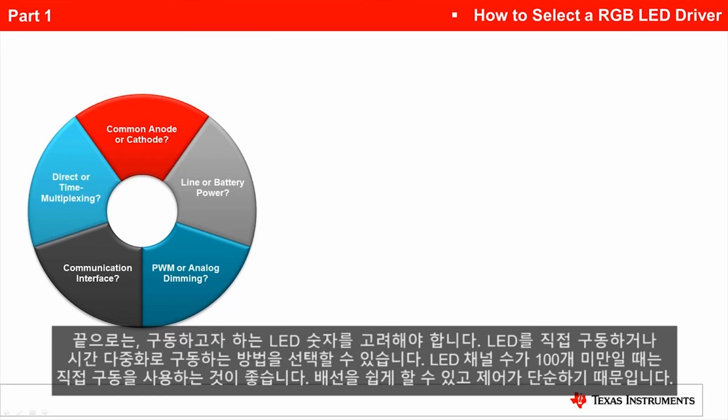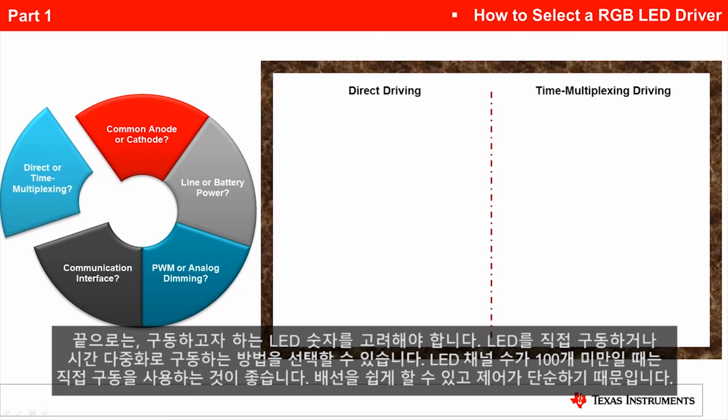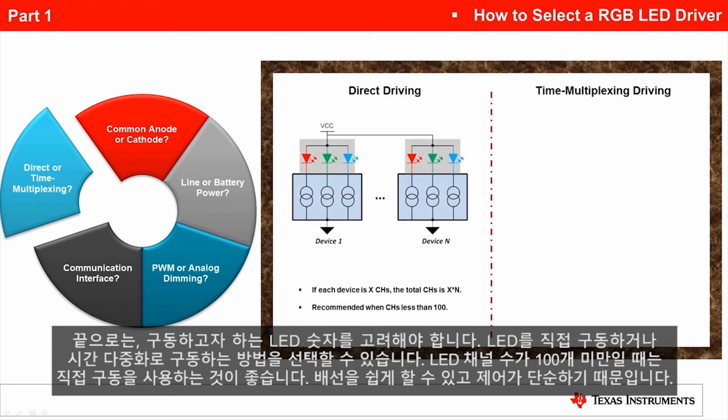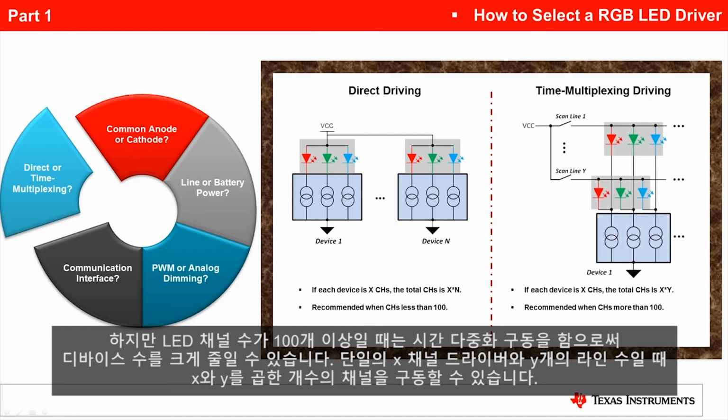Finally, make sure you account for how many LEDs you're targeting to drive. Usually your options are to direct drive or time multiplex drive your LEDs. When your LED channel count is less than 100, it is recommended to go with the direct driving method, which makes for easy connection and simple control. However, if your LED channel count is above 100, then you should consider the time multiplex driving option, which reduces the device count dramatically. With a single X channel driver plus Y external FETs, it can drive X times Y channels in total.